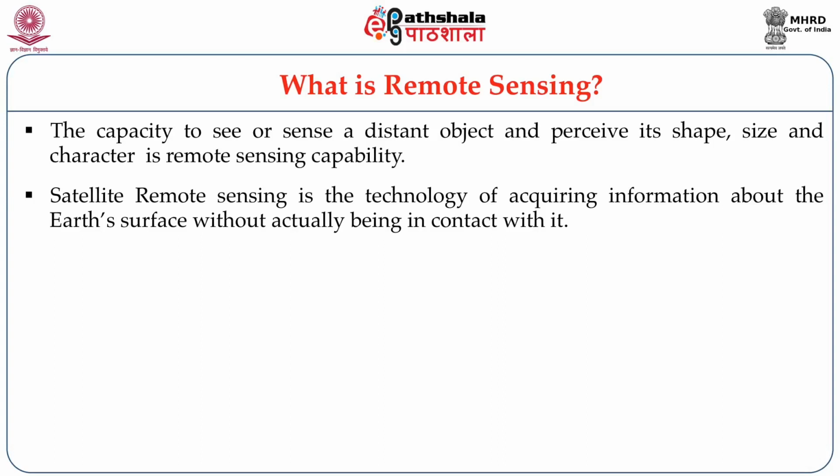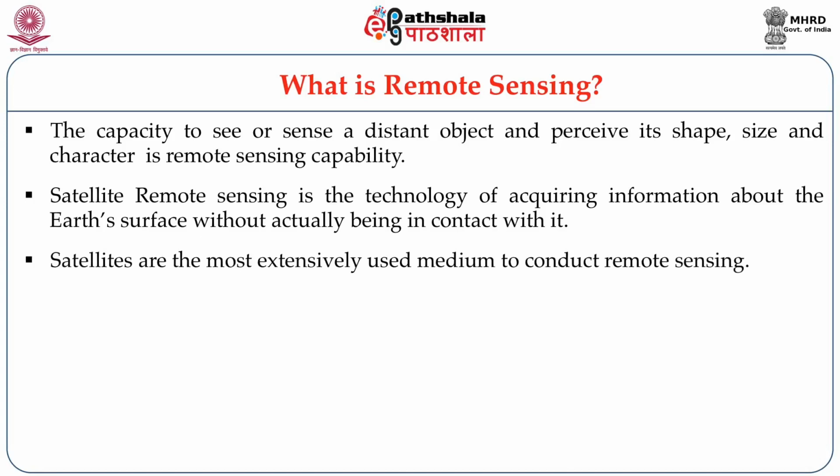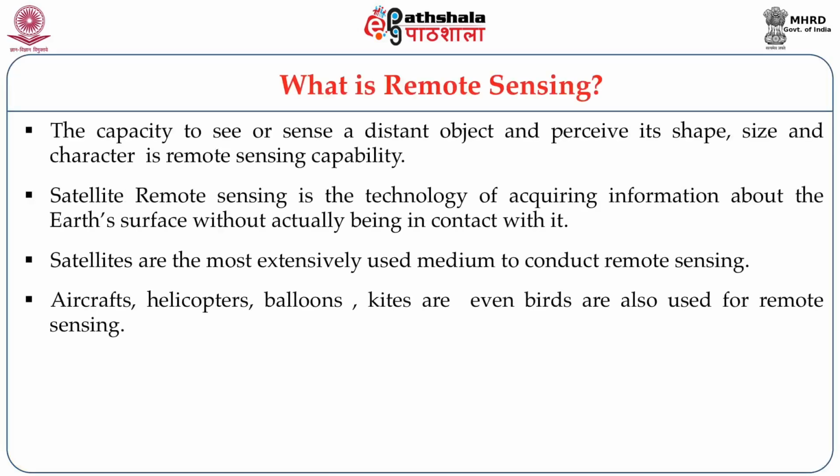So nowadays we are using various means like satellites or aircrafts or hot air balloons, etc. Various kinds of means are used to collect the remote sensing information. Usually satellite remote sensing is the technology of acquiring information about the Earth's surface without actually being in contact with it. Satellites are the most extensively used medium to conduct remote sensing because they have the maximum capability to undertake this remote sensing extensively and at a relatively cheaper cost. Though, of course, as I was telling, we can use aircraft, helicopters, balloons, kites, and even birds have been used in remote sensing work. But the satellites are the best medium to collect the remote sensing information.